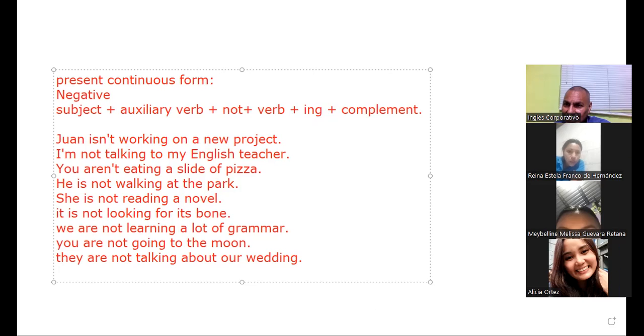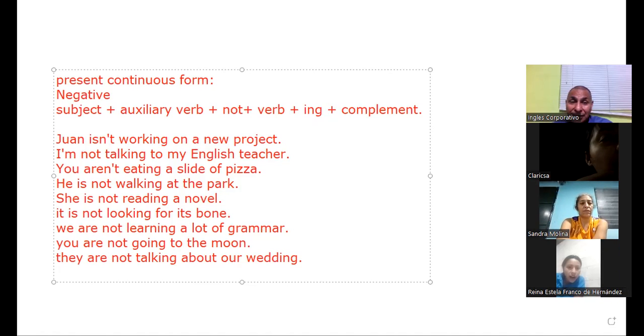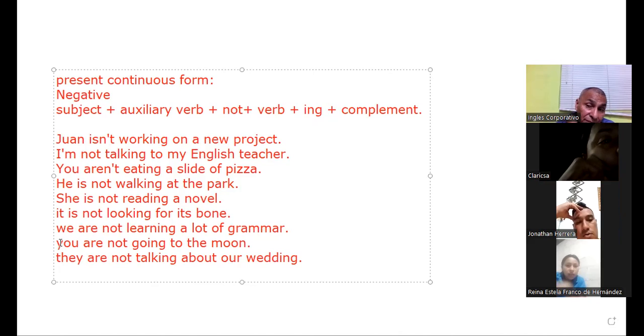It isn't looking for its bone. Isn't. Esa ya la hicimos. He isn't reading a novel. We aren't learning a lot of grammar. Sí. Y la otra sería, we're not learning a lot of grammar. Yes, very good. Excelente. Clarixa. Eso sería, you aren't going to the moon. To the moon, yes. Y la otra contraction.